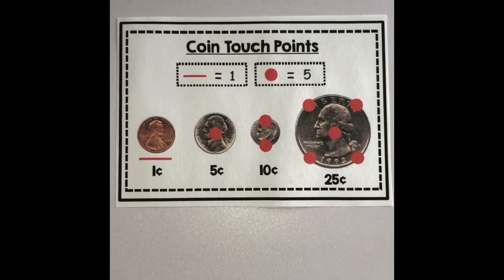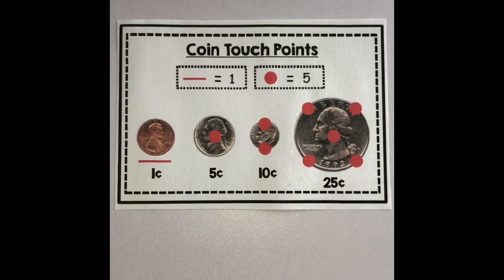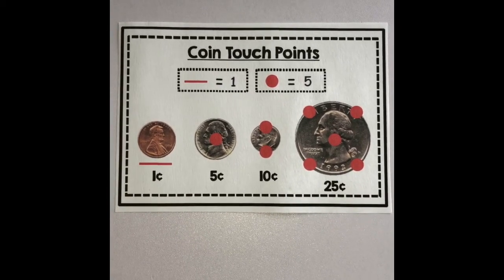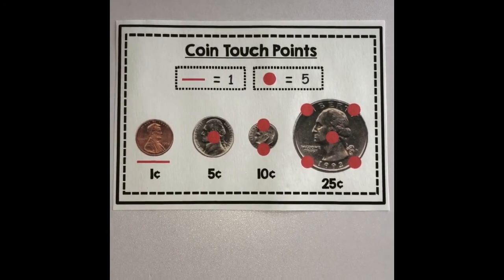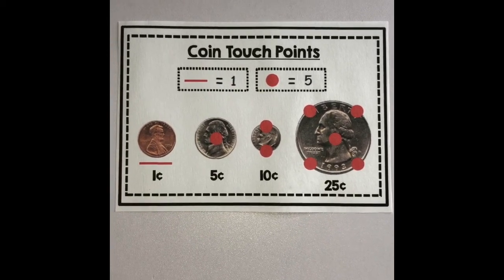It's our high five counting that we learned this year. Remember, 5, 10, 15, 20, 25. That's our high five counting, and that's what we're going to use when we use our coin touch points.